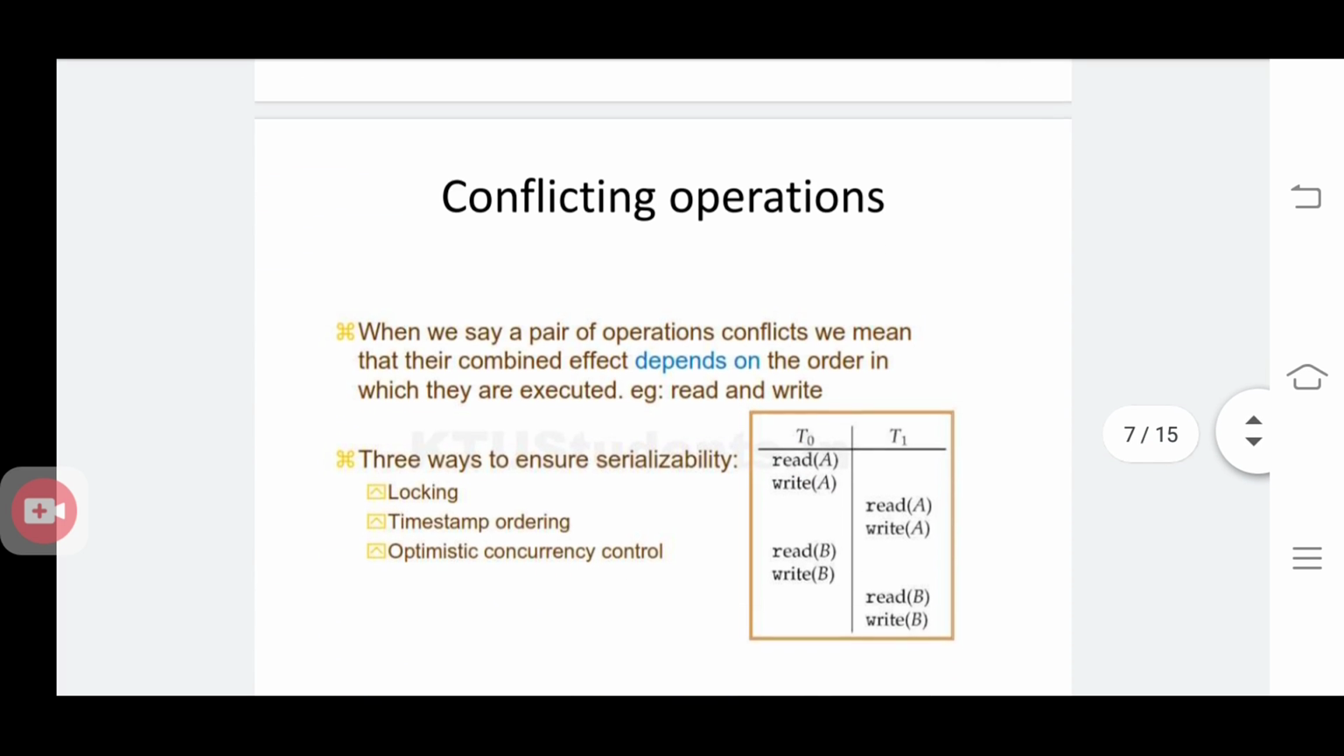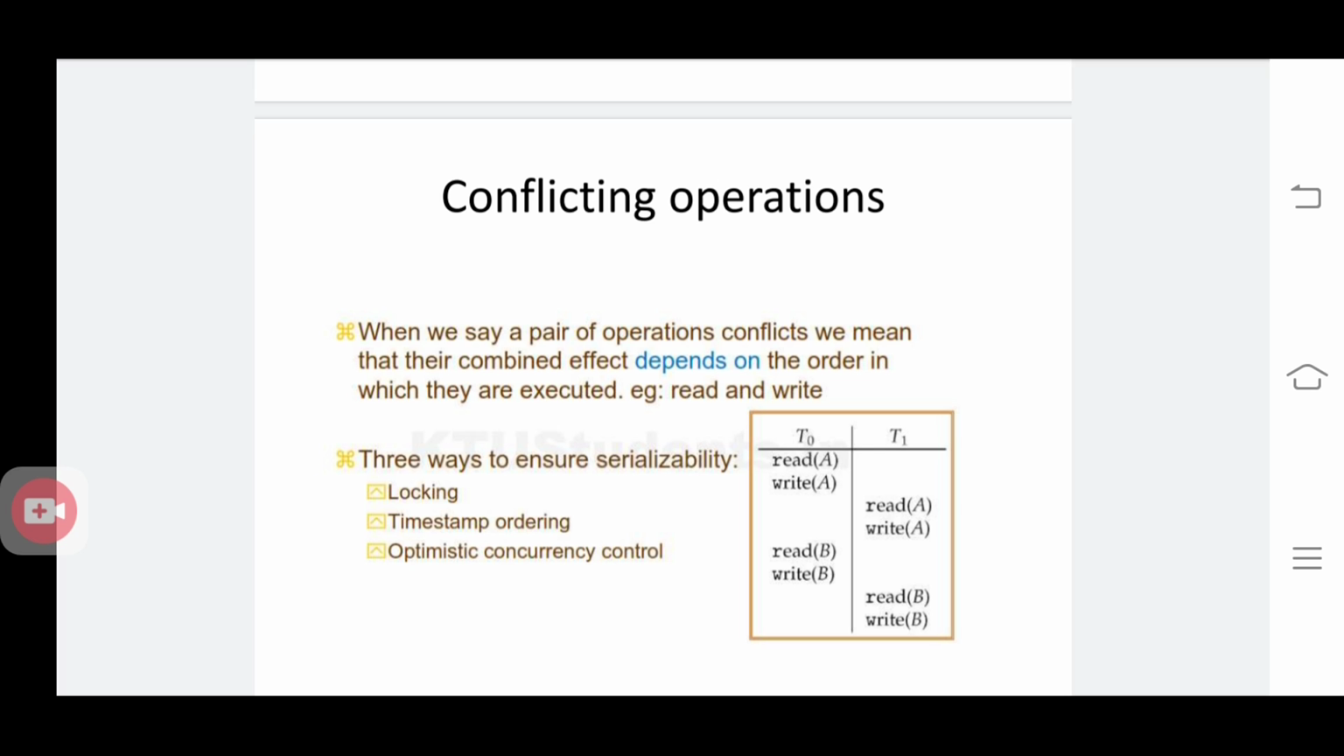Then what are the conflicting operations? What do you mean by conflicting operations? Actually, conflicting operations are a pair of operations whose combined effect depends upon the order in which they are executed.